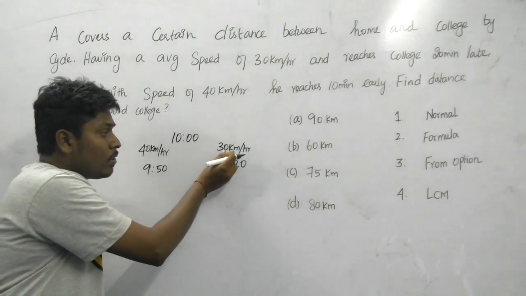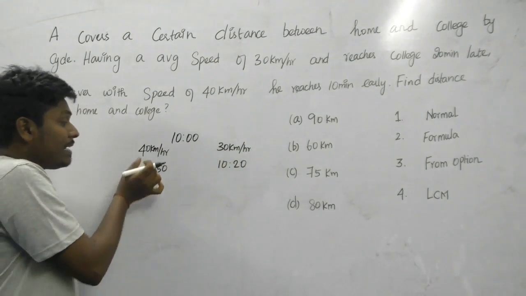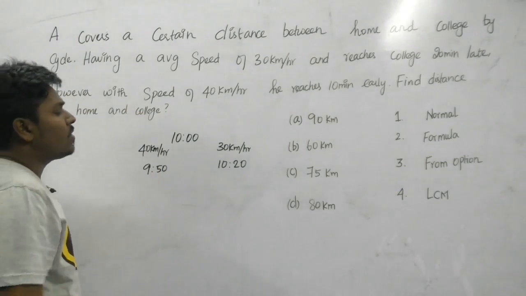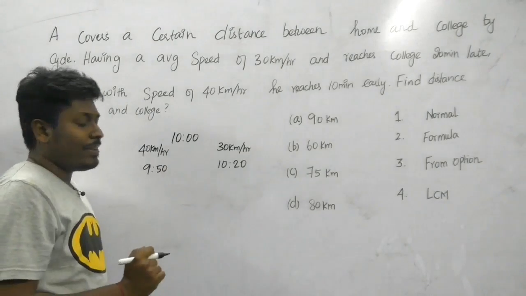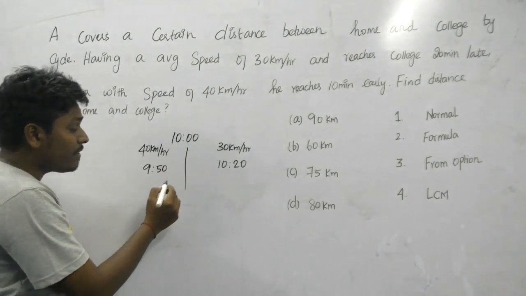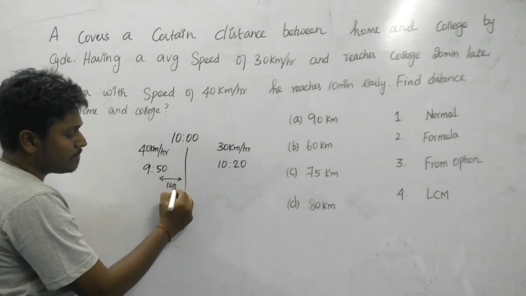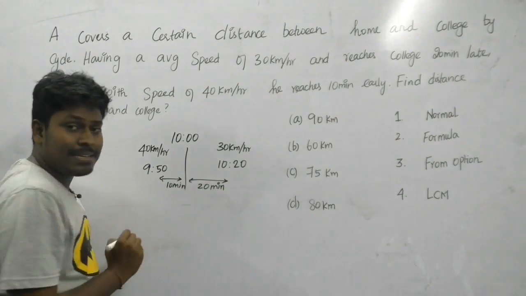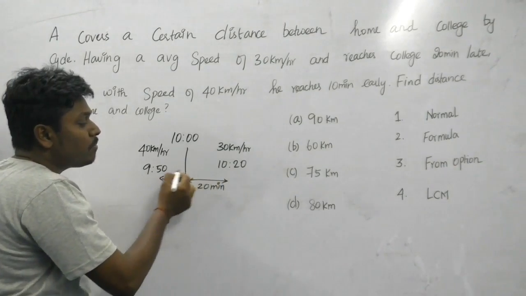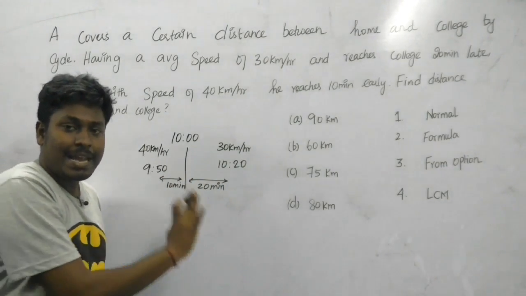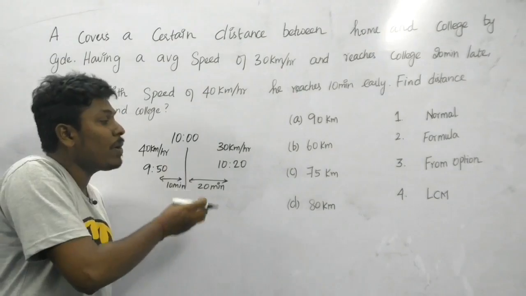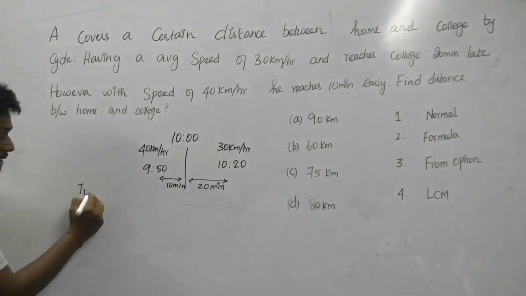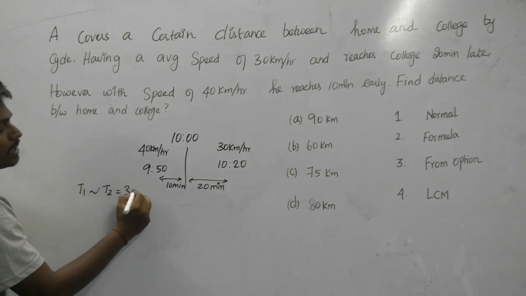When he travels at 30 kilometers per hour, he reaches 20 minutes late. When he travels at 40 kilometers per hour, he reaches 10 minutes early. So I have just drawn it here. Friends, in a normal way, see here, this is the exact time, right? The difference between this time will be 10 minutes, and the difference between this time will be 20 minutes. So we can clearly say that the overall difference between the two times will be 30 minutes, right? So time 1, time 2, both times: the difference between time 1 and time 2 is 30 minutes.